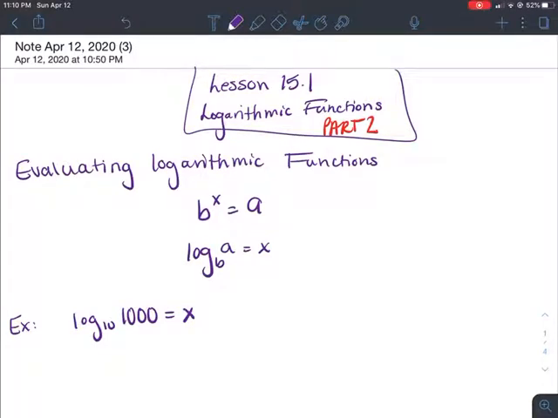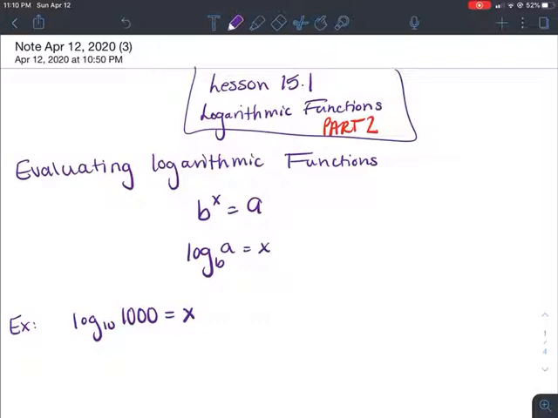We are doing lesson 15.1, Logarithmic Functions Part 2. In the last video, you learned how to write exponential functions as logarithmic functions and logarithmic functions as exponential functions. In this video, we're going to talk about how you can evaluate logarithmic functions.